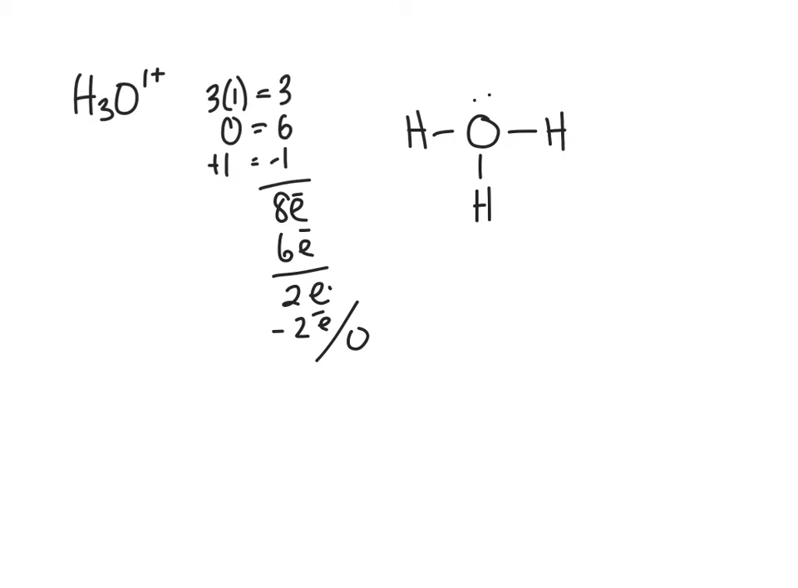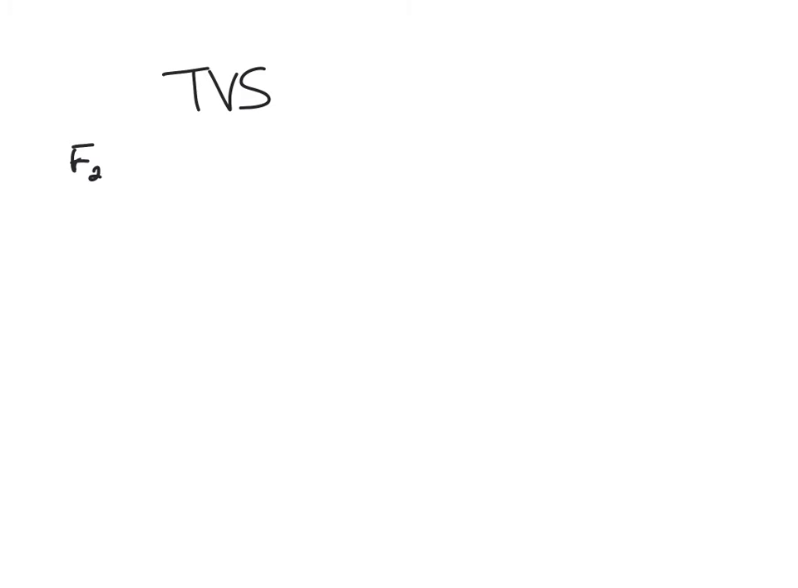So I don't have any more left to place. Each hydrogen is surrounded by 2, so that's good. And then oxygen is surrounded by 8. 2, 4, 6, 8. So the only thing left to do is to put square brackets around it and give it a +1 charge.